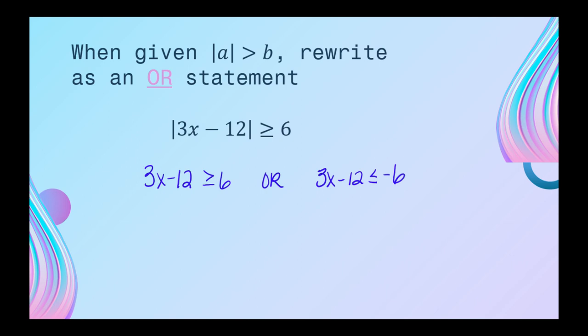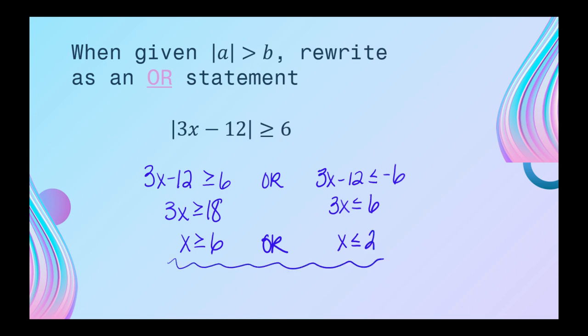So I'm going to start by adding 12, and 6 plus 12 is 18. And then I'm going to divide by 3, and I get x is greater than or equal to 6. I had to think about my math there for a second. Or, I'm going to come over here on the right side, and I'm going to do the same process. So I'm going to add 12. -6 plus 12 is 6. And I'm going to divide by 3. And I get x is less than or equal to 2. So here is my compound inequality. X is greater than or equal to 6, or x is less than or equal to 2.